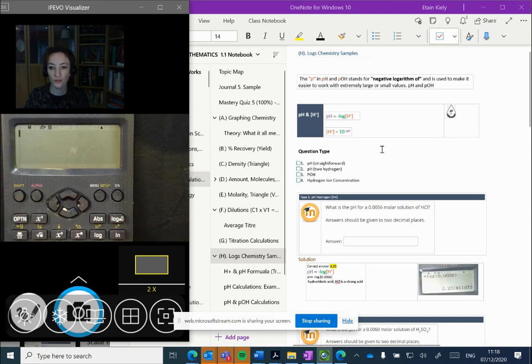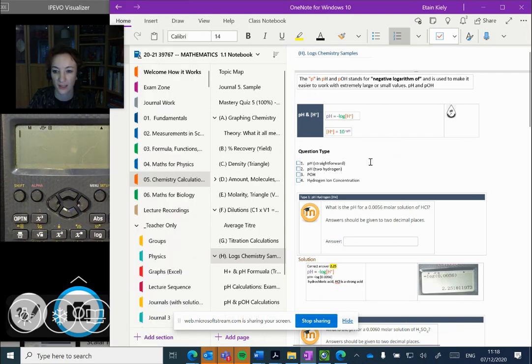Okay, so we're going to do the log questions that you need for your chemistry calculations. And really, there's four types of questions here that we're going to be looking at. We're going to look at a straightforward pH question. We're going to look at a pH question where we have two hydrogen. Then we're going to look at the hydroxide ion when we have a pOH. So the OH part is really important in this question. And then finally, we're going to look at the hydrogen ion concentration.